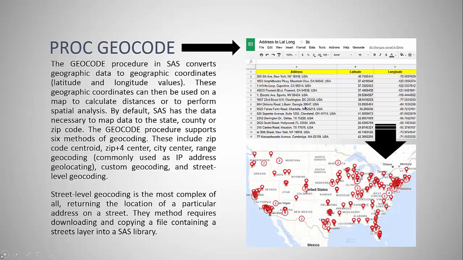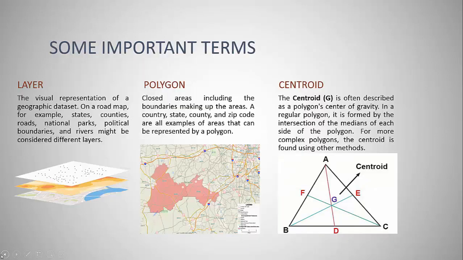Here are some important terms that you need to keep in mind when you're working with this kind of data. We oftentimes refer to a layer. A layer is the visual representation of a geographic data set. For example, on a road map, states, counties, different types of roads, national parks, and political boundaries might be considered different layers on the map. Each one of those layers could be thought of as a separate data set.